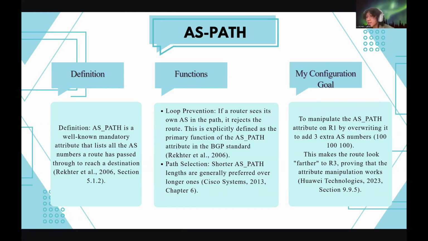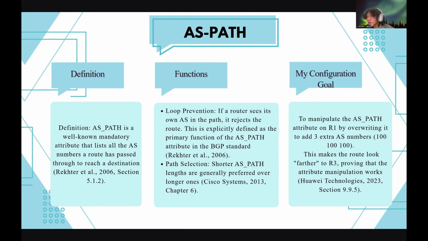And there are two functions. The first is loop prevention. If a router sees its own AS number in the path, it will drop the route immediately. And the second function is path selection. BGP prefers the shortest AS path length.